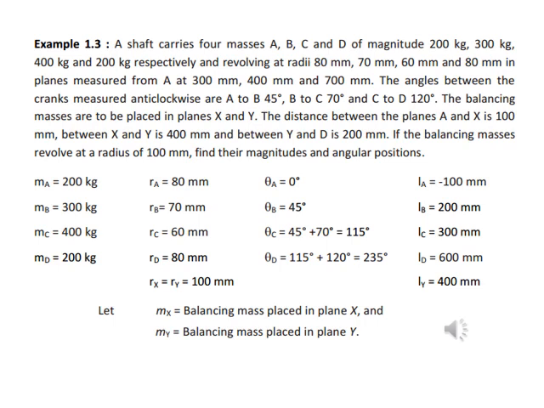Over here you have the X and Y axes. The balancing masses are put in the X axis and Y axis respectively, so you need to use two masses, MX and MY, referring to the two axes. Each axis and plane have a certain distance, so you must jot down all the values: between plane A and X, 100 mm, X and Y is 400 mm, between Y and D is 200 mm. The balancing masses revolve at 100 mm, so the radius for masses MX and MY is both 100 mm. So you jot down all the values.